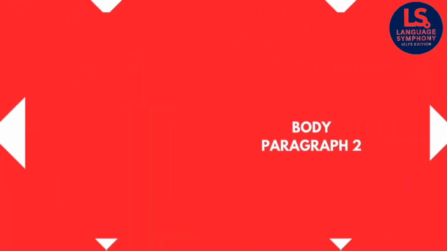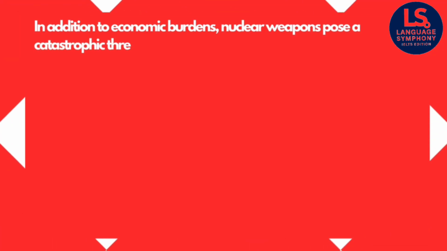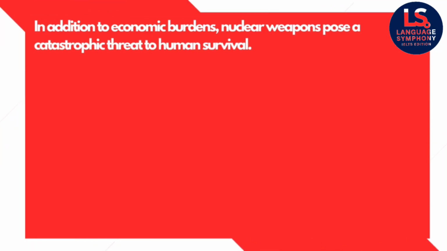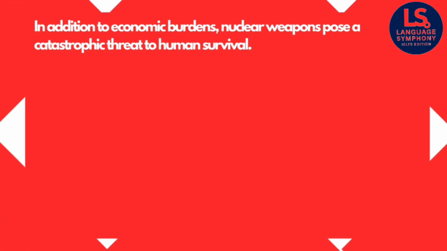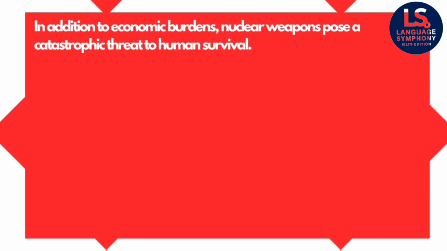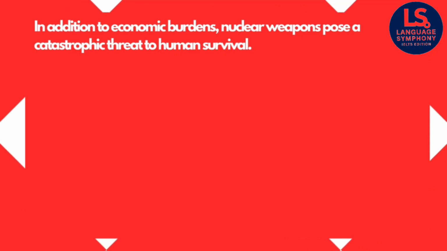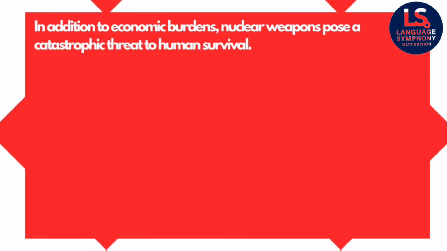Now let's break down the second body paragraph and see how it continues to build a powerful argument. We begin again with a topic sentence that clearly introduces the new main idea. In addition to economic burdens, nuclear weapons pose a catastrophic threat to human survival. This sentence signals that we're shifting from economic issues to something even more serious, the threat to human life. It also links the two ideas smoothly with the phrase, "in addition to."